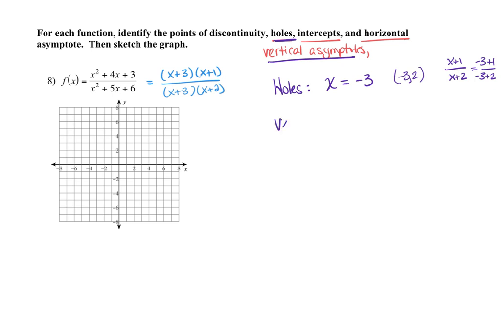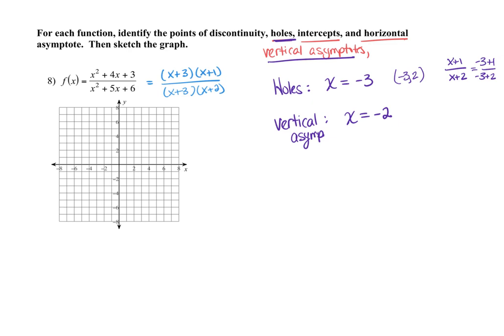The vertical asymptote happens where it does not cancel on bottom. All right. So now I have the x plus 2 that will not cancel. So I have a vertical asymptote at x equals negative 2. That's a problem in the denominator that does not cancel. Okay, it does not cancel.